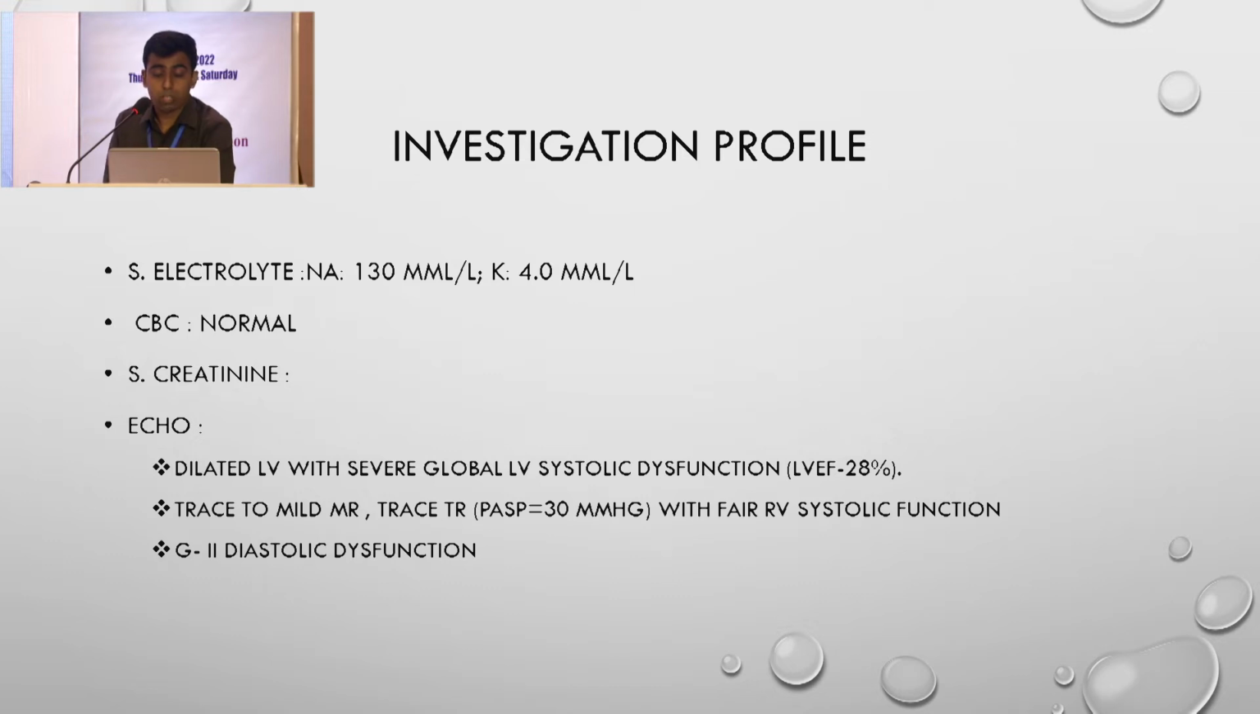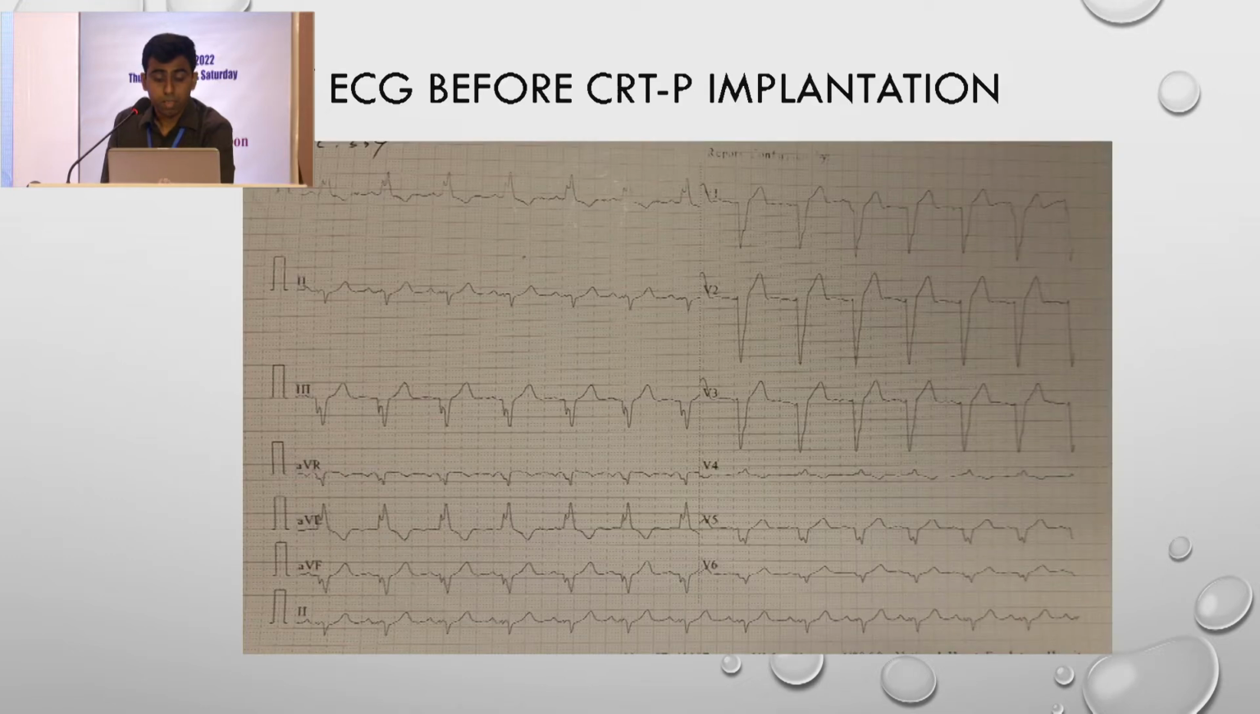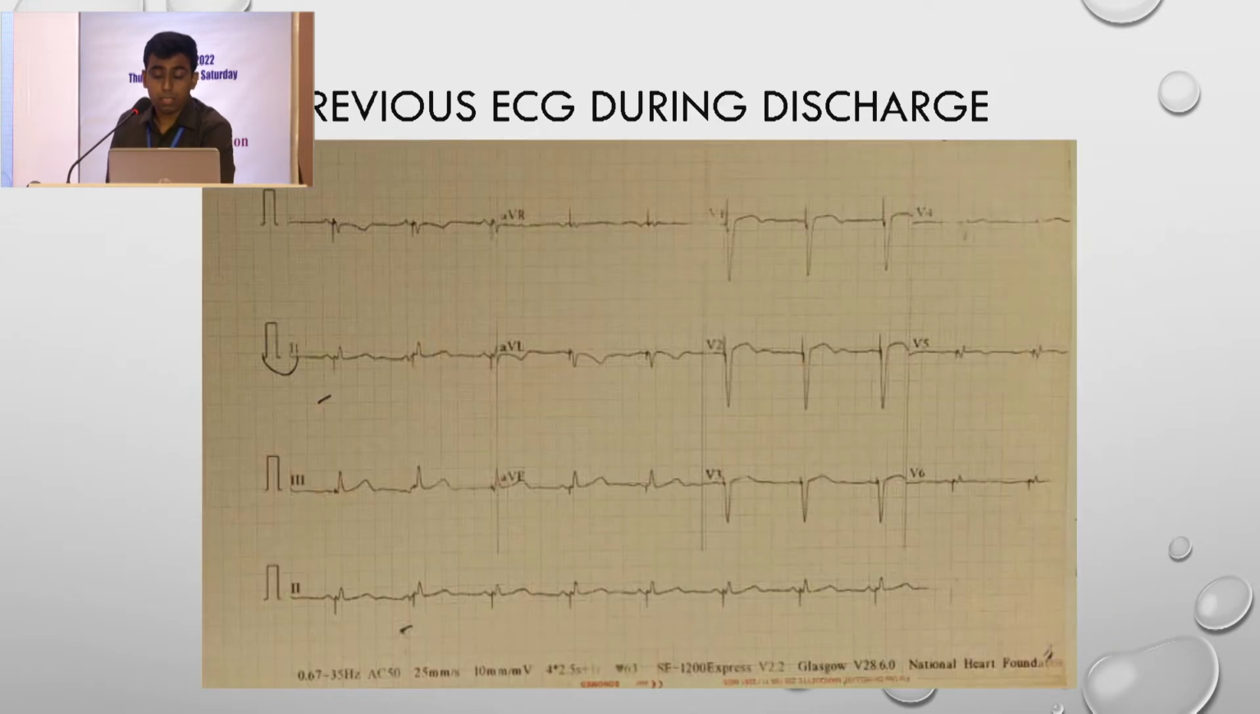Her routine investigations were done and were quite okay. The echo showed a dilated LV with severe global LV systolic dysfunction, with LV ejection fraction 28%. This was her first ECG before the CRT-P implantation, showing wide QRS complexes with LBBB morphology, and that was her last ECG during the discharge, with narrow QRS complex with biventricular pacing.